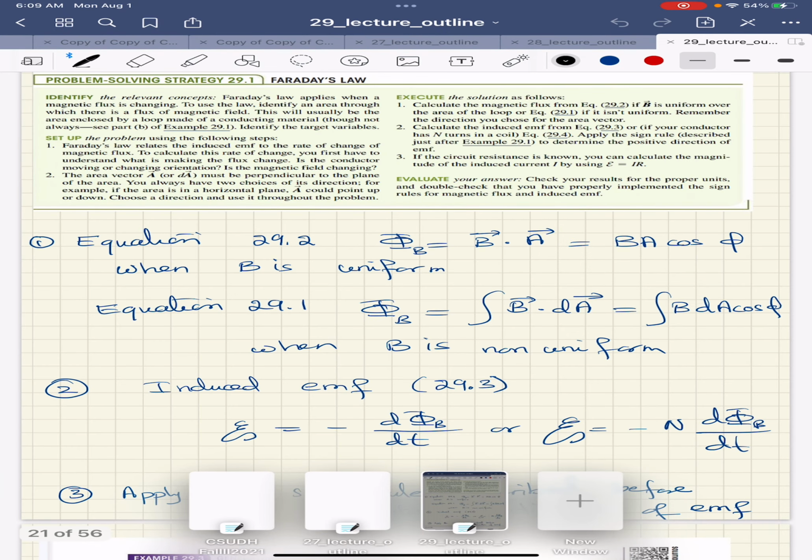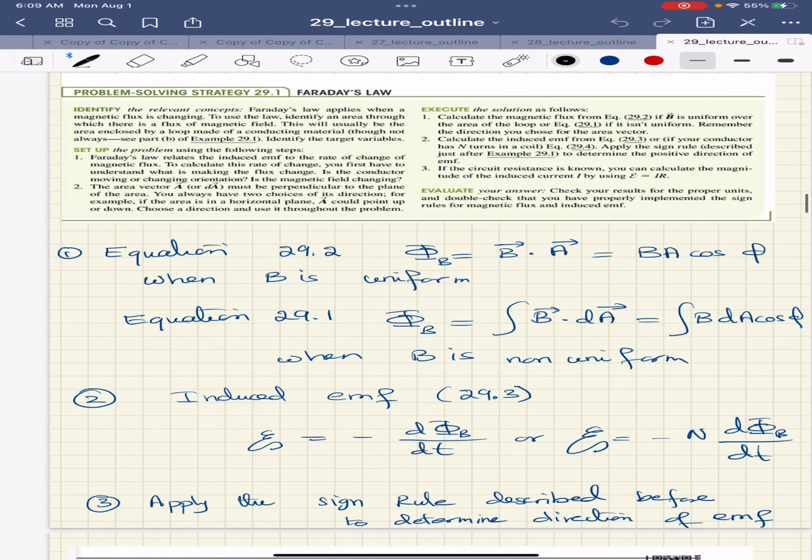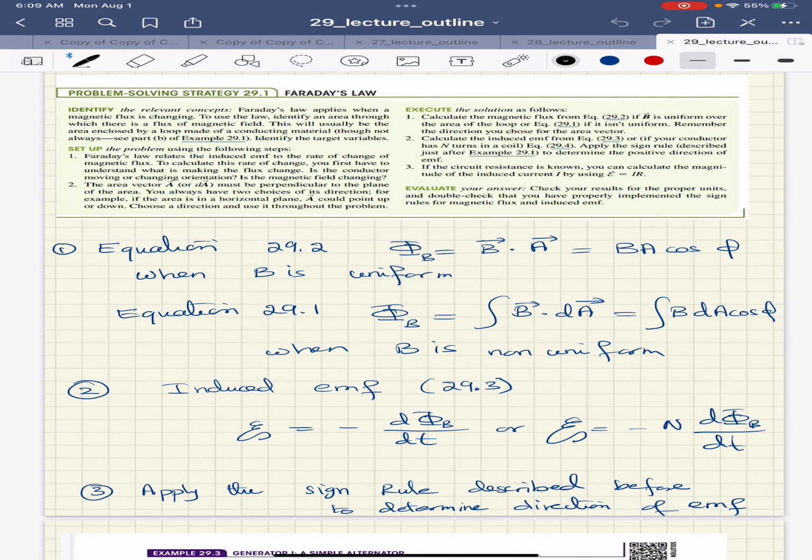29. And the first thing I'm going to do is go over what is really called the problem solving strategy for Faraday's law. The first thing is that we need to know that Faraday's law relates the induced EMF to the rate of change in the magnetic flux.